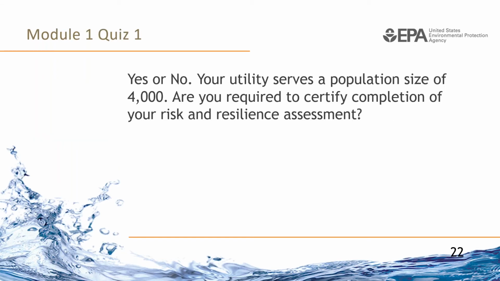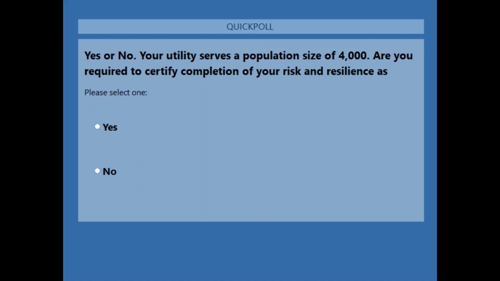Okay, so here is a quiz question. Yes or no? Your utility serves a population size of 4,000. Are you required to certify completion of your risk assessment? So I'm very happy with these results. 100% of you got it right. Yes, all community water systems that serve over 3,300 people are required to certify that they've completed a risk assessment, and then 6 months later, an emergency response plan. So since the utility serves 4,000, they would be required to comply.